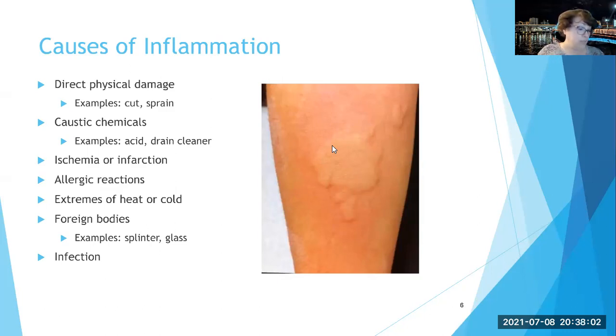So causes of inflammation can be lots of different things. It can be direct physical damage, such as a cut or a sprain. It can be caustic chemicals, such as acids or alkali or bases. It can be caused by ischemia or infarction, so that's reduction of blood flow or complete cutoff of blood flow. It can be caused by allergic reactions. It can be caused by extremes of heat or cold, foreign bodies like splinters or glass, or it can be caused by infection.